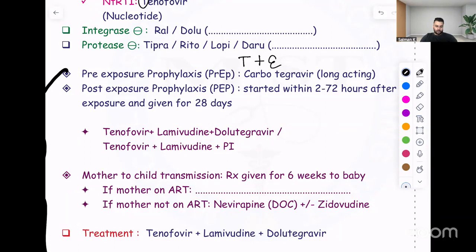Next one is post-exposure prophylaxis. What do you mean by post-exposure? Ladies and gentlemen, when I say post-exposure, the idea is you're already exposed to HIV. Now you want to prevent it from multiplying in the body. If you do this right now, then you may not develop HIV. Let's say I got a needle stick injury and HIV came into my body. If I quickly start the HIV treatment, then I will not develop HIV.